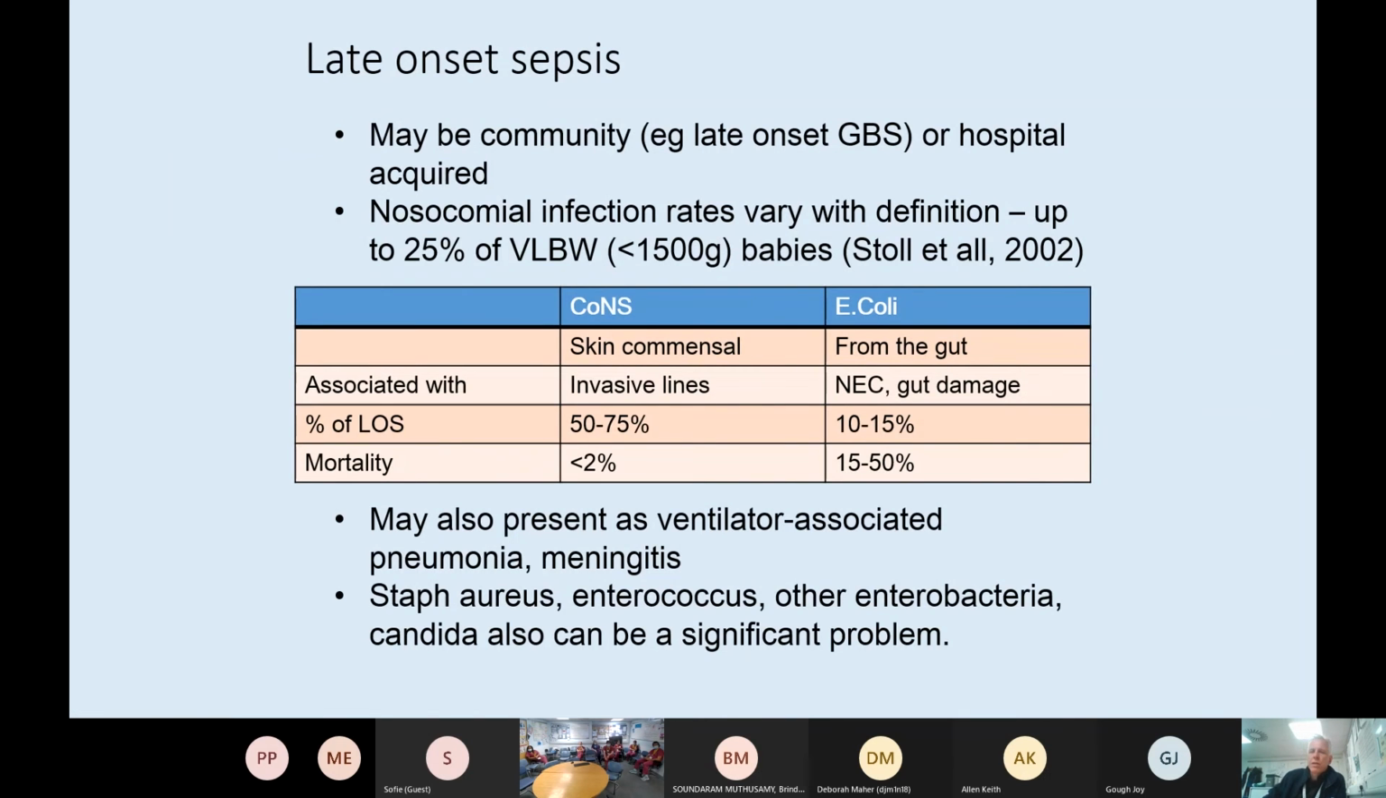So it might present with septicaemia, but we have also had a recent baby with meningitis, and we're often thinking about whether or not babies have got ventilator-associated pneumonia, and whether and how to treat it. So those are the kind of things we need to think about as far as what we're treating with late onset sepsis.